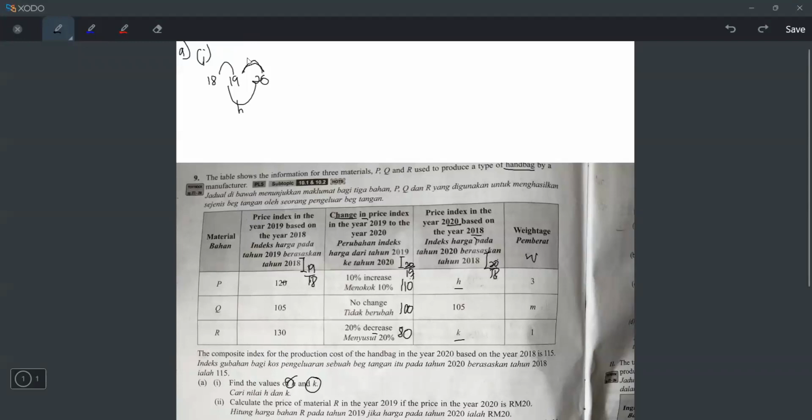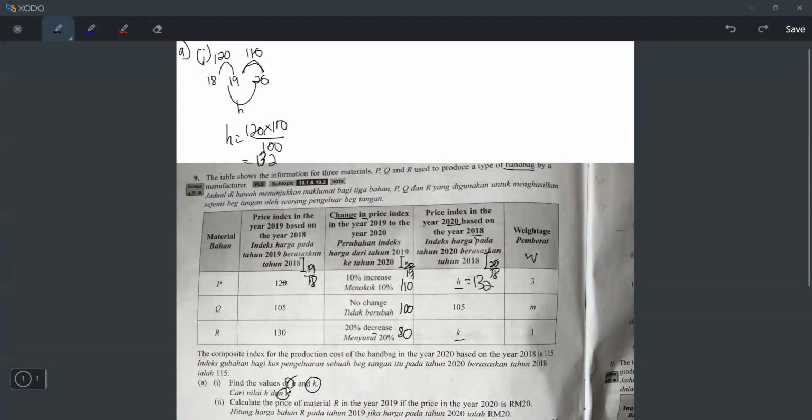So what's the left eye? Actually, I have already, because 2018 is 120. So 120. Yeah, and what is the 110? That is the I for 2019, which is the right eye. Okay. So if you want to find the H, it's quite easy. 120 times 110 divide 100. What is that? 132. Yeah, thank you. 132. So the answer for H is 132. So I will just update and write 132.